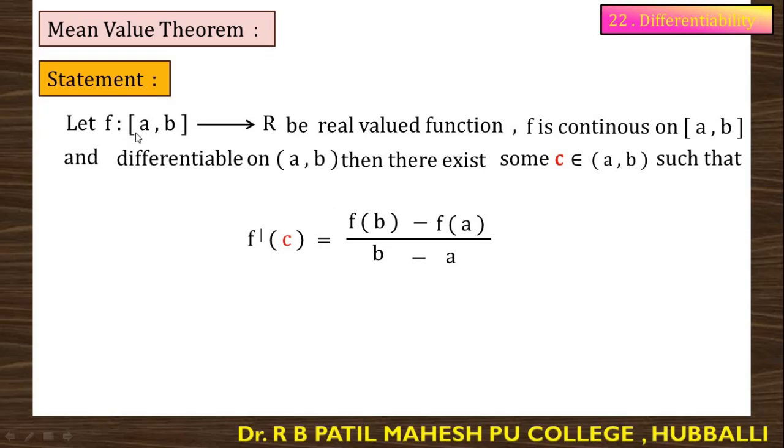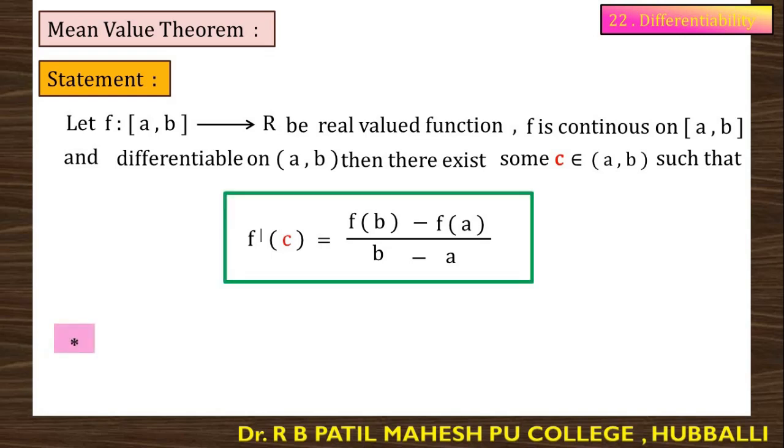That means if a function is continuous on closed interval a comma b and differentiable on open interval a comma b, then what happens? There exists a point in between a and b, that is excluding end points. In between a and b there exists one point c. The derivative value is always given in this manner, that is f of b minus f of a divided by b minus a. This is the mean value theorem statement.